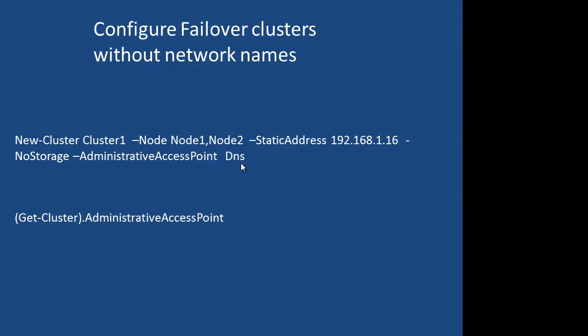To verify the type of administrative access point for this failover cluster, we can run the command Get-Cluster | Get-ClusterAdministrativeAccessPoint. So for a cluster without network names in Active Directory Domain Services, the expected output is DNS.